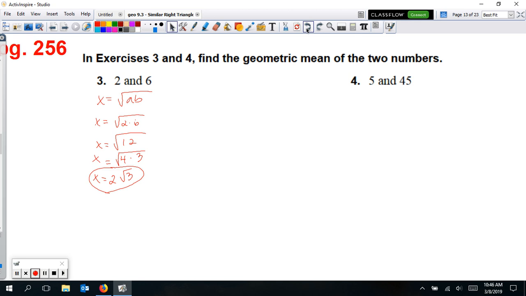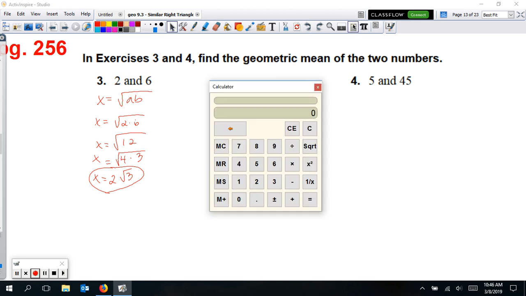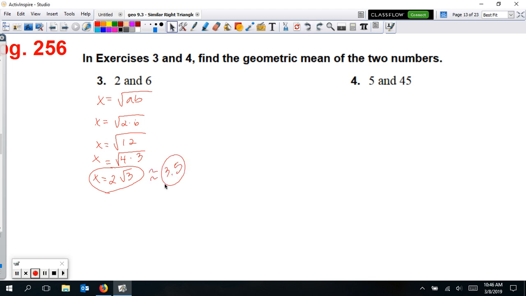If I needed to get that into a decimal form, I could do that. I could just go back from here to the square root of 12, and hit the square root button. And it's 3.5 if we go to one decimal place. So if we needed one decimal answer, we could also do it that way, 3.5 approximately. So go ahead and stop the video at this point and try number 4. 5 and 45 are the two numbers. Do the same thing here for number 4 and see if you can figure out what the geometric mean is.